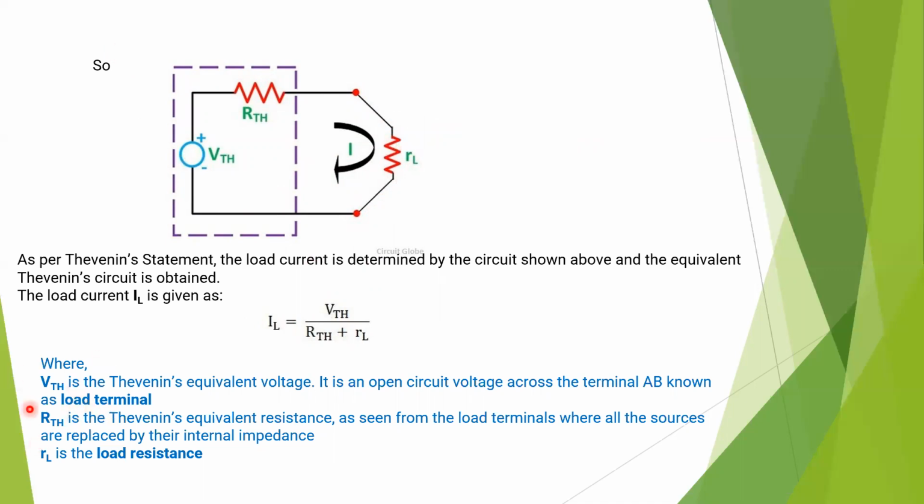VTH is the Thevenin's equivalent voltage. It is the open circuit voltage across the terminal AB, known as the load terminal. RTH is the Thevenin's equivalent resistance as seen from the load terminal, where all the sources are replaced by their internal impedances. And RL is the load resistance.